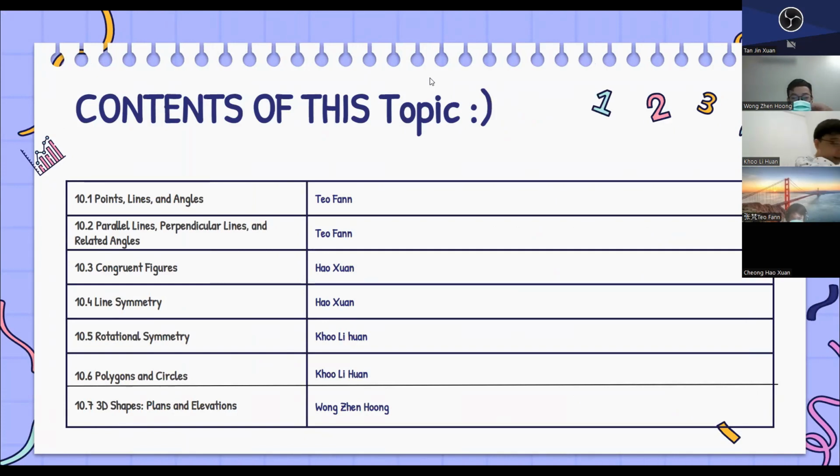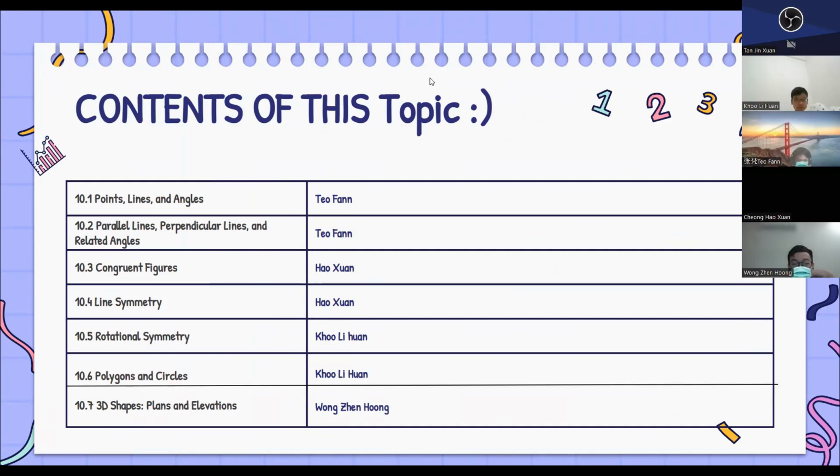Okay, so for points, lines, and angles, Fan is going to be presenting, and parallel lines, perpendicular lines, and related angles, Fan's also going to be presenting. For congruent figures, Xuan is going to be presenting, and for line symmetry, Xuan is also going to be presenting. For rotational symmetry, Huan is going to be presenting, and for polygons and circles, Huan's also going to be presenting, and for 3D shapes, Zhen is going to be presenting.